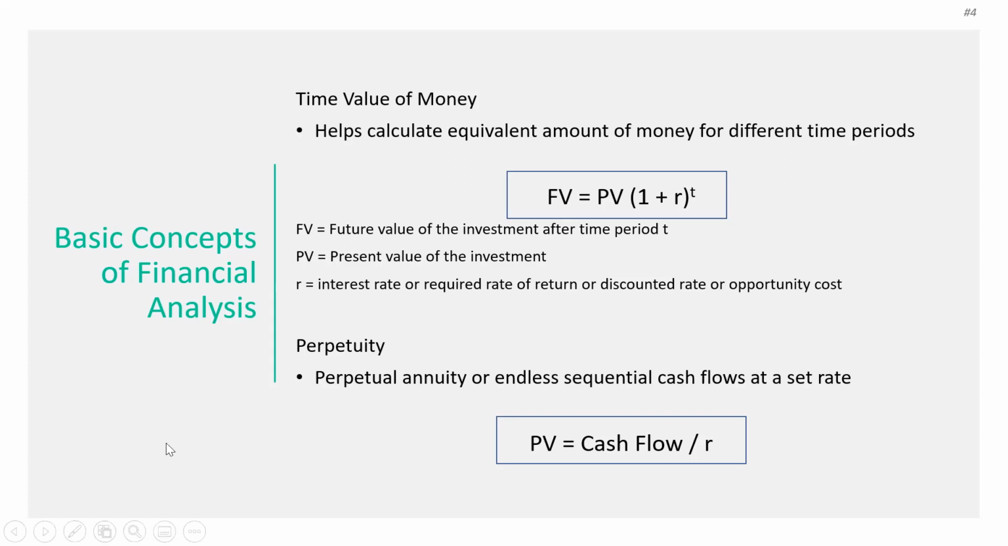The other important concept is perpetuity. Just from the understanding perspective, you should be aware of perpetual annuity. Perpetual annuity is nothing but endless sequential cash flows which you get at a set rate. If you're aware of a sequential cash flow which you are going to get at a set rate, then you can arrive at a present value for any such investment.